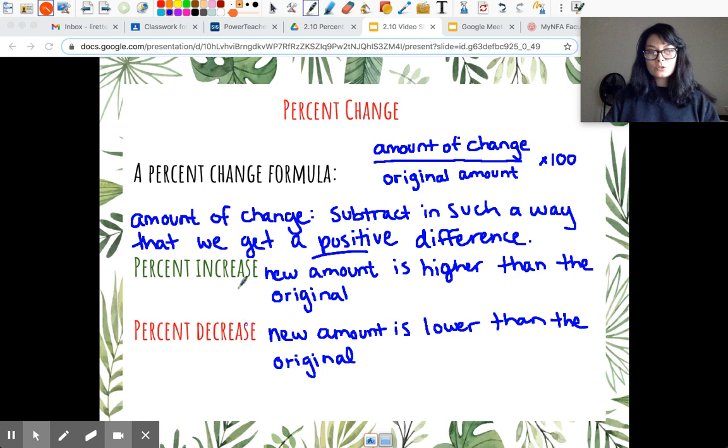So hopefully that's just kind of common sense. If the new amount is higher, it's a percent increase. If it's lower, it's a percent decrease. So we may come across questions where we're asked to identify what type of percent change it is. Was it an increase or a decrease? We can simply look at the two values that were given and see if the value went up or down.